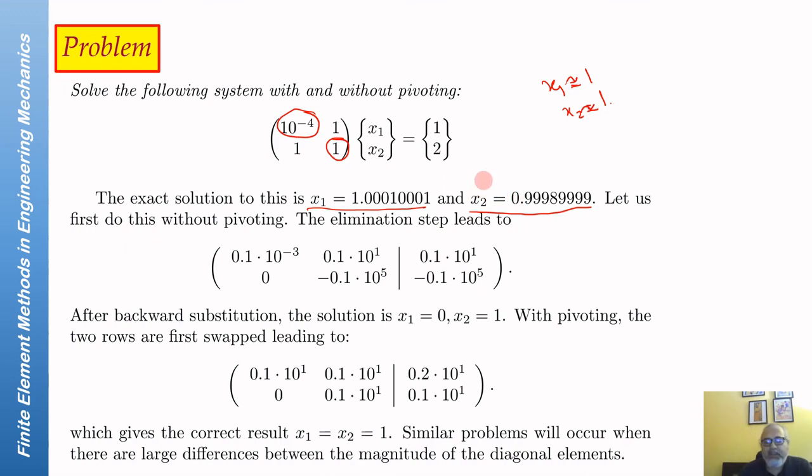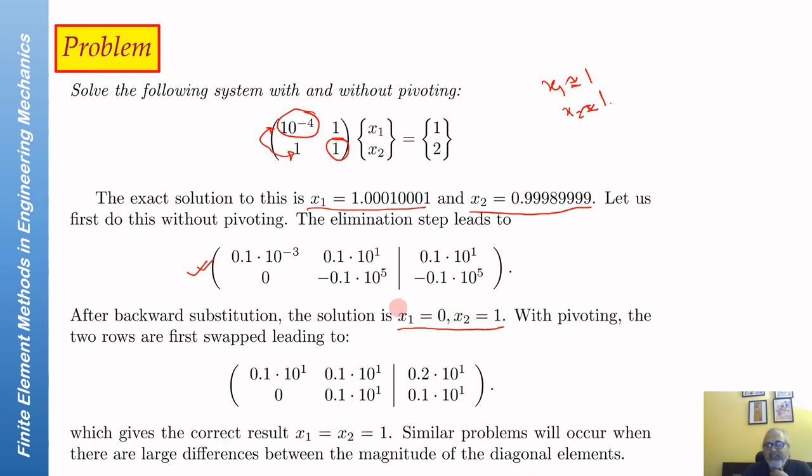And now let's do this without pivoting. That means when I eliminate this, I don't swap these 2 rows, which I should. And when I do the elimination without doing this permutation, then this is the elimination step I get. Only one elimination is needed because this is 2x2, and it leads to a wrong answer, x1 equal to 0, x2 equal to 1.